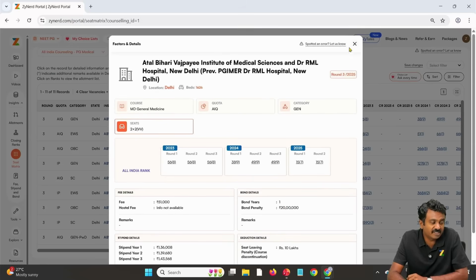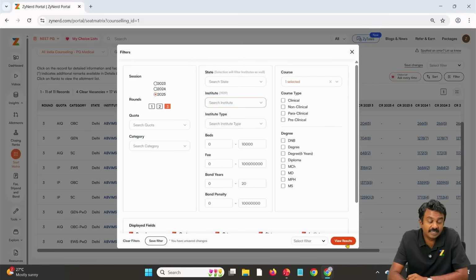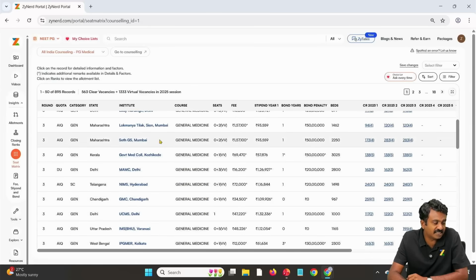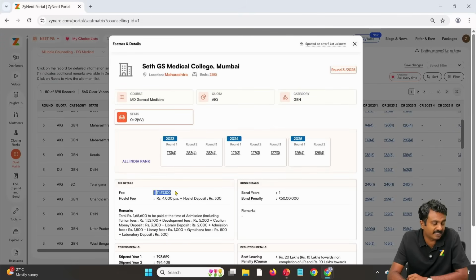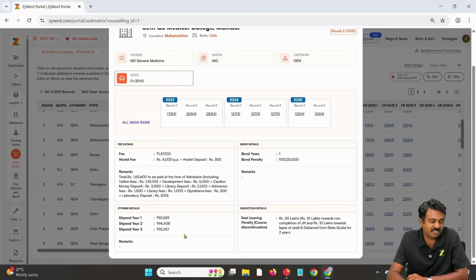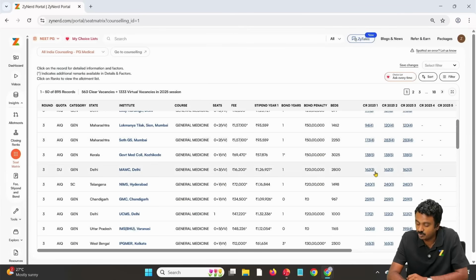So for every institute, you will be able to see this particular list of details. For example, let us say I am looking at another institute, Sage GS. I will be able to click on Sage GS. I know the exact fee, the hostel fee, etc., and what will be the total amount that needs to be paid at the time of admission, including the caution deposit, etc. What is a bond, what is the seat leaving penalty, and what is the stipend that is provided by Maharashtra this year. So this entire information is available for every institute for you to check.